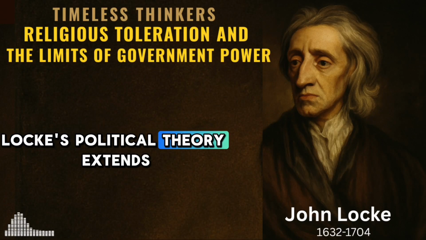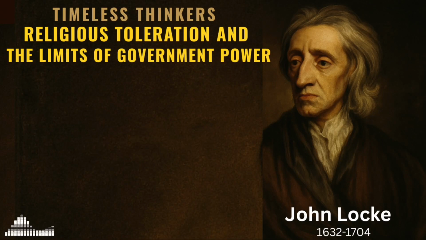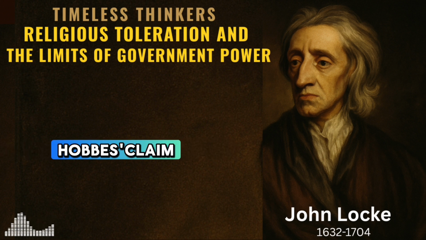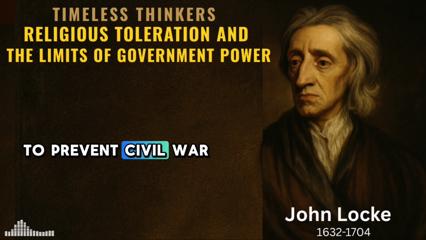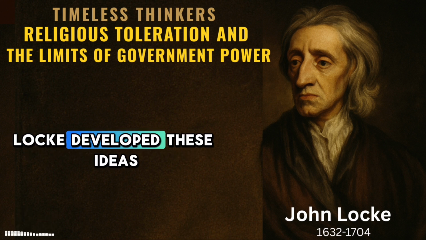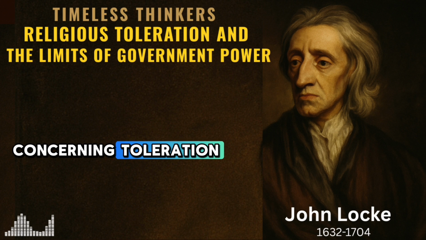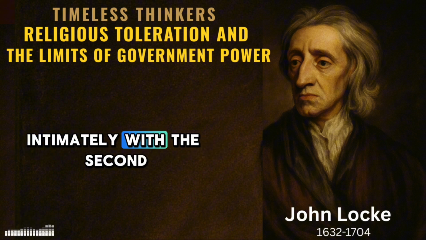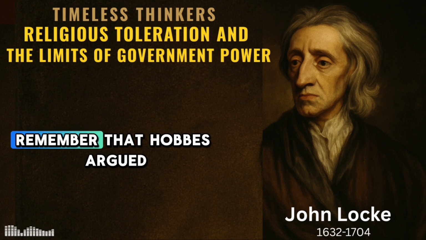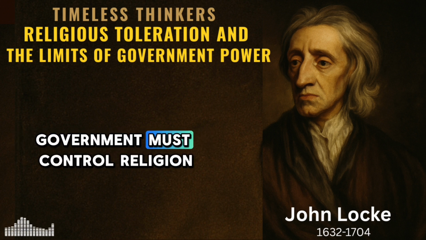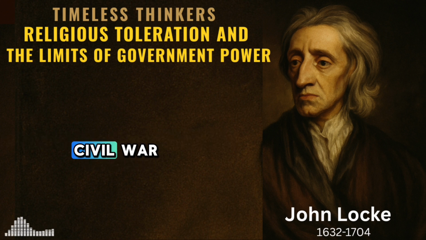Locke's political theory extends to religious freedom through his arguments for toleration, which directly challenge Hobbes' claim that sovereigns must control religious doctrine to prevent civil war. Though Locke developed these ideas most fully in his Letter Concerning Toleration, they connect intimately with the Second Treatise's theory of limited government. Remember that Hobbes argued government must control religion because religious division causes civil war.